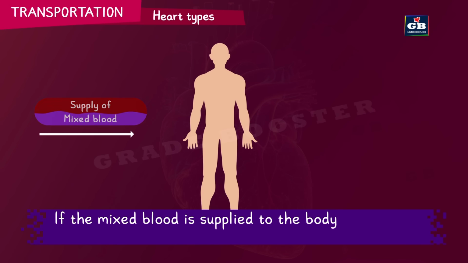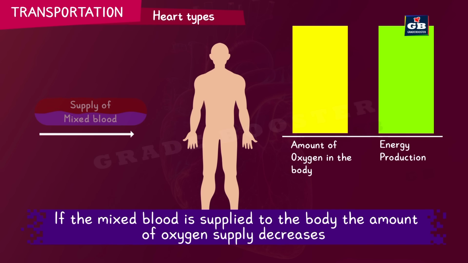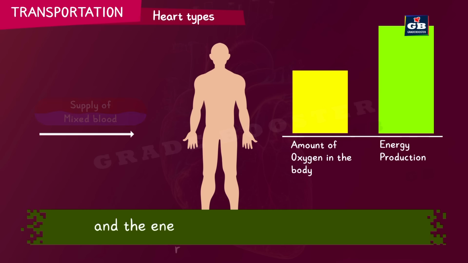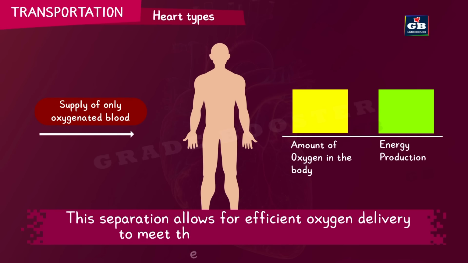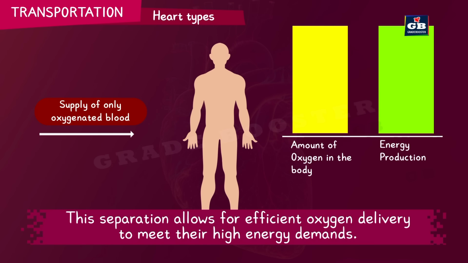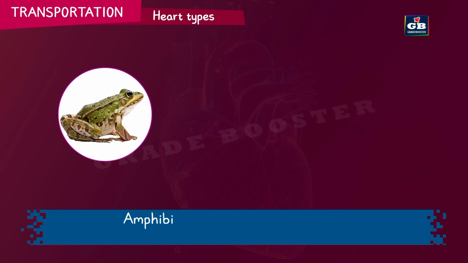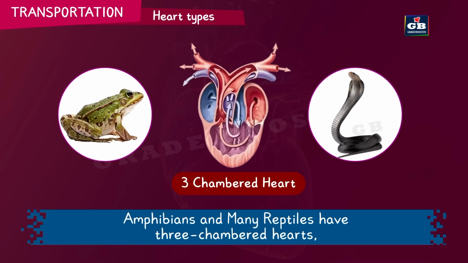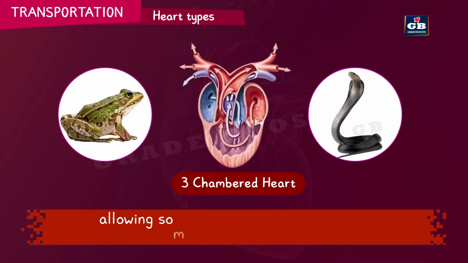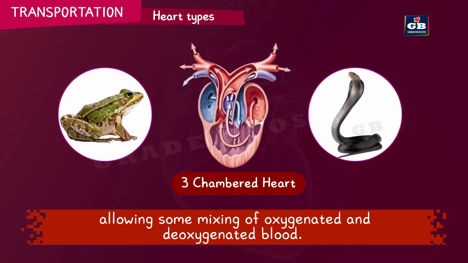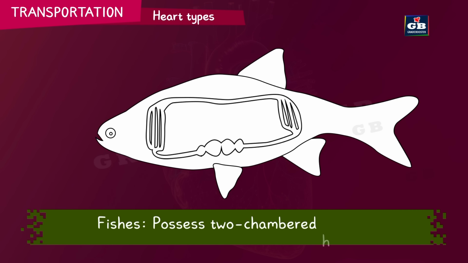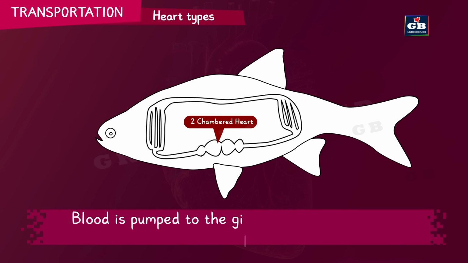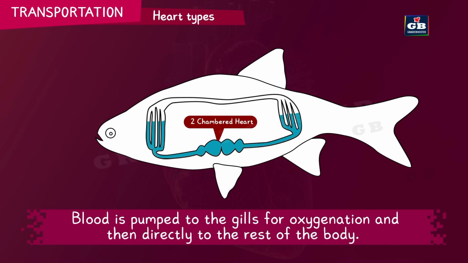If mixed blood is supplied to the body, the amount of oxygen supply decreases and the energy production also decreases. This separation allows for efficient oxygen delivery to meet their high energy demands. Amphibians and reptiles have 3-chambered hearts, allowing some mixing of oxygenated and deoxygenated blood. Fishes have 2-chambered hearts. Blood is pumped to the gills for oxygenation and then directly to the rest of the body.